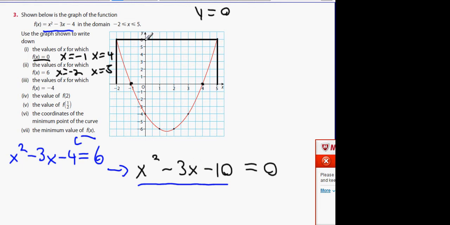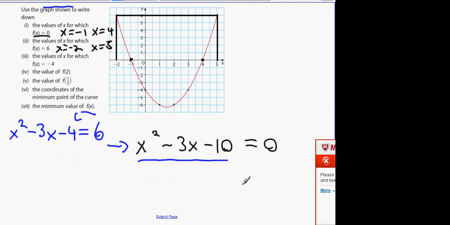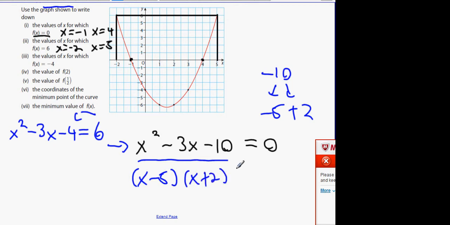And what do we know about the answers for this equation? 5 and minus 2. Okay? So what's happening here is basically we get the reference number of minus 10 and it goes in minus 5 and plus 2. x minus 5, x plus 2 equals 0. x equals minus 2, x equals 5. Are they the same answer? So you can solve it by graph or you can solve it algebraically. One or the other. Okay?